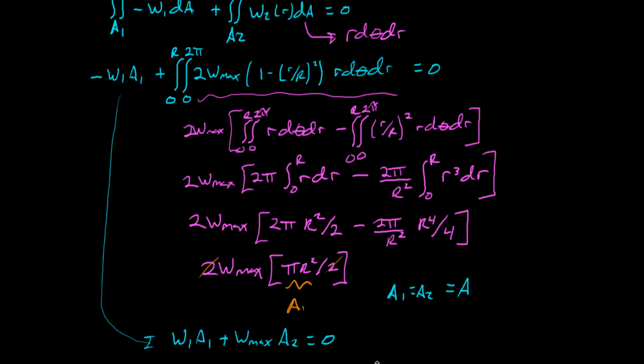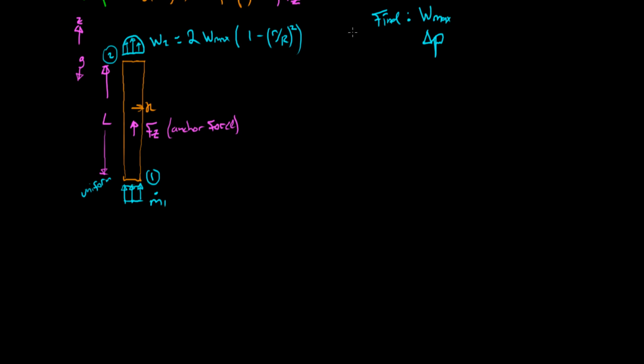Okay. Now we need just a couple more things here, so I'm going to move to a new page and reuse some of what we just solved for. Okay, we'll just keep that up here. Just for reference, we had 0 is equal to minus W1 times the area plus W max times the area. That's the conservation of mass, and what it tells us is that W max is actually equal to W1. Well, that's great. We'd be done if we knew W1, but we don't.